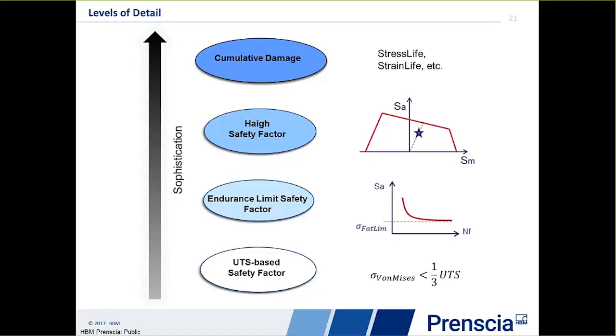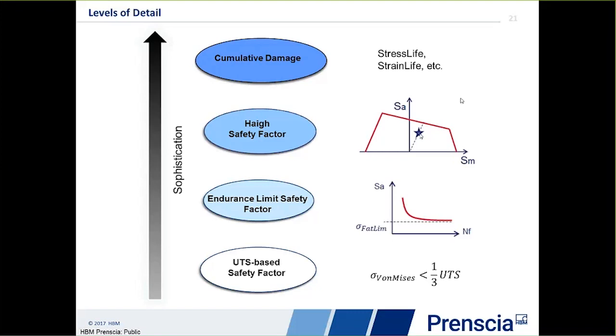Again, that would be looking at just the amplitude of the cycle. There are extensions to that where now we look at constant life diagrams. A Haigh diagram is nothing more than a constant life diagram. And now this constant life diagram is described in terms of mean stress as well as the stress amplitude. And we can go in and look at our stress state with respect to the curve and from those calculate a factor of safety.